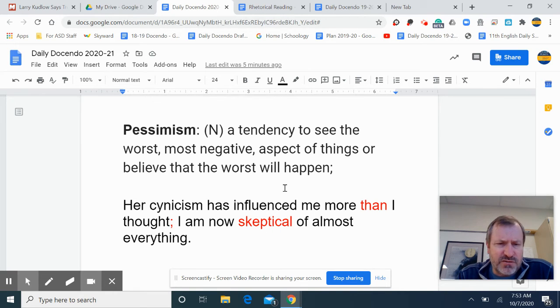Now let's look at the sentence. Her cynicism has influenced me more than I thought; I am now skeptical of almost everything. So notice in that case, I used a semicolon. It's okay. The two sentences are closely related. So a semicolon or a period would work. And then we got those two spellings. So than would be one of those words that we would call a homophone, because then and than are pretty close in pronunciation, but different in meaning. And then, of course, skeptical just needs to be spelled correctly.